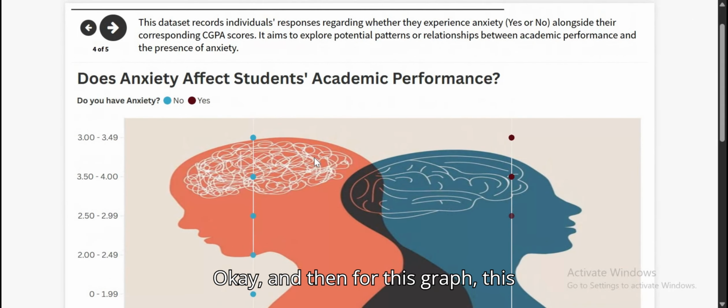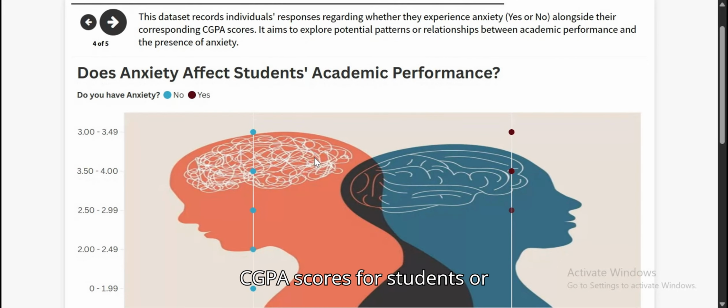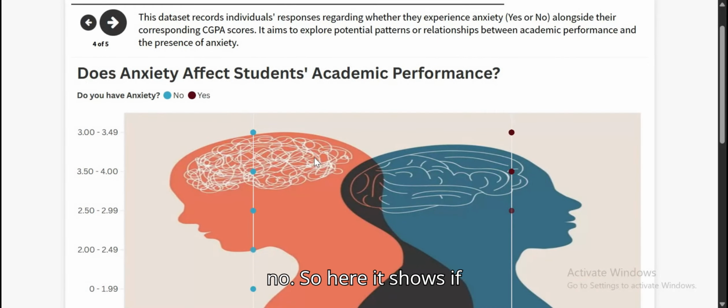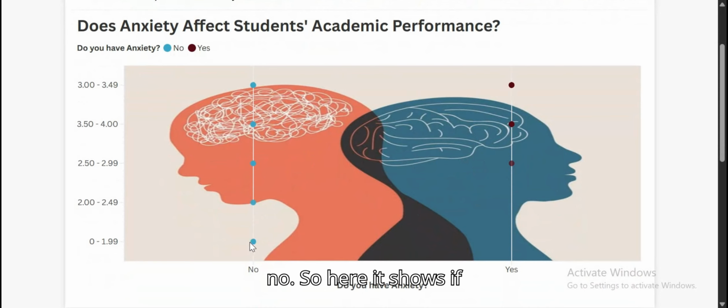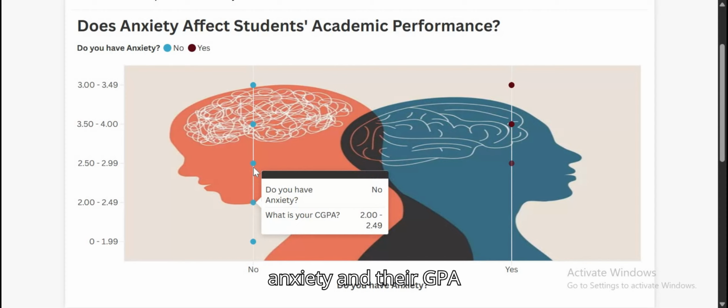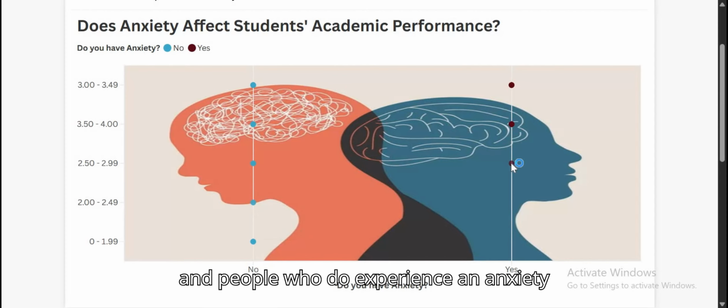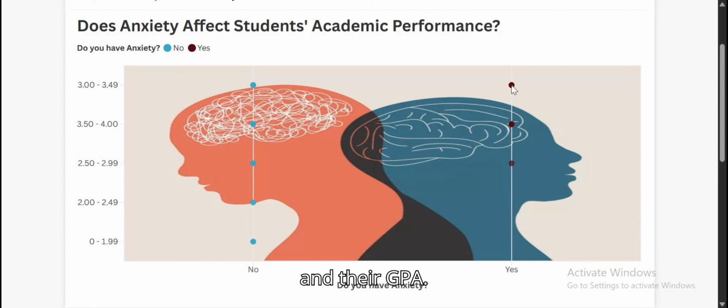Okay, and then for this graph, this represents whether experiencing anxiety could affect the CGPA scores for students or not. So here it shows people who don't experience anxiety and their GPA, and people who do experience anxiety and their GPA.